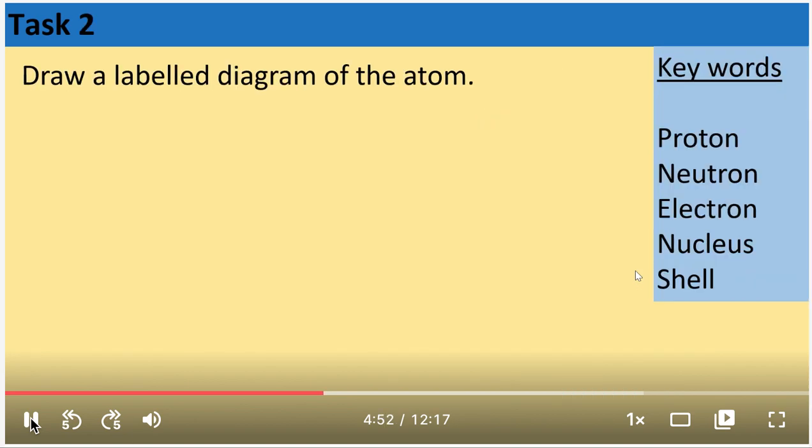Okay, next little task for me. You're going to draw me a labelled diagram of an atom. I've already put this up a couple of times. Now, the labels that you need to include on your diagram are on the right-hand side there. So you've got proton, neutron, electron, nucleus, and shells. So you've got 5 words that you need to label in your diagram. Pause the video, draw me that diagram now, please.